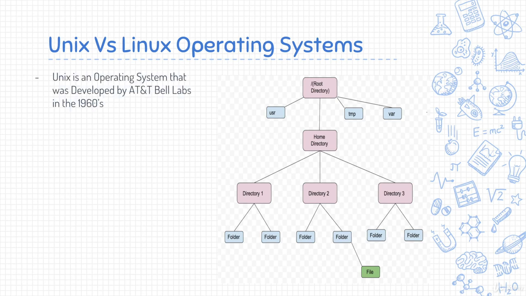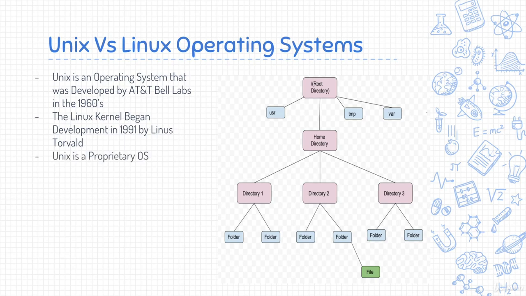Unix was first developed in the 1960s by AT&T Bell Labs. In contrast, the Linux kernel began development in 1991 by Linus Torvalds. One major difference between Unix and Linux is that Unix is a proprietary operating system, meaning that the source code for Unix is not publicly available. In contrast, the source code for Linux is open source, meaning that it is publicly available.